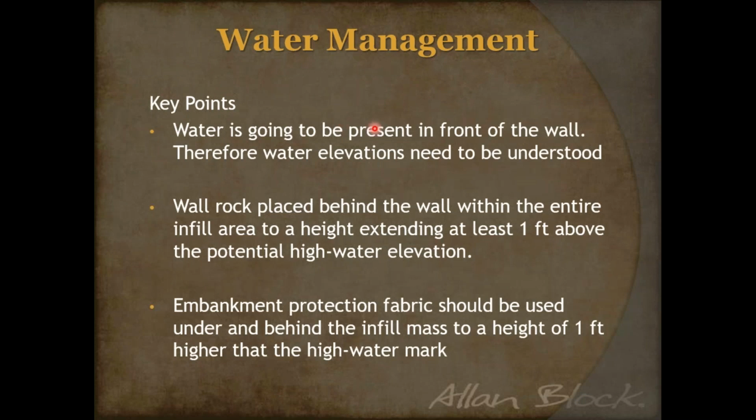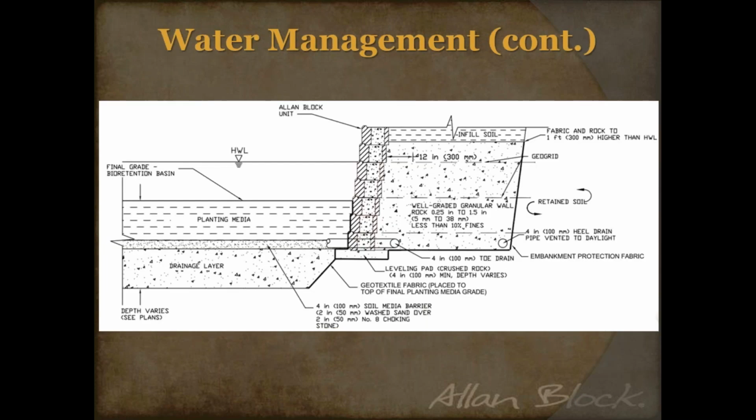We know that the water is going to be present. So if the water is going to be present, we know that we're going to have a water application. Once we know that, then you've got to adjust your rock depth or height and your embankment protection fabric with that 1 foot clearance. And then you'll see, again, in that text sheet that you can download, which I will provide in the follow-up, we've got these details. So you've got your bioretention system.